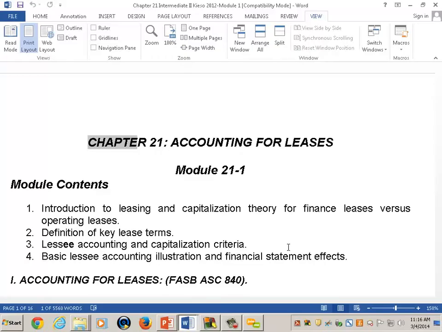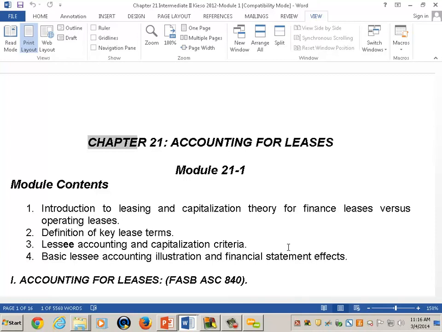With that said, we're going to get into Chapter 21, and I'm doing Chapter 21 first for a couple of reasons. Number one, it articulates very well with Chapter 14. In Chapter 14, we talked about long-term debt, we discussed amortization tables, and we talked about the interest rate method of amortization, discounted cash flow valuation, and everything that's in Chapter 14 will apply to leasing as well.